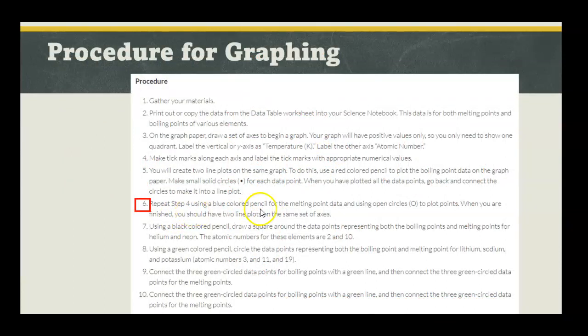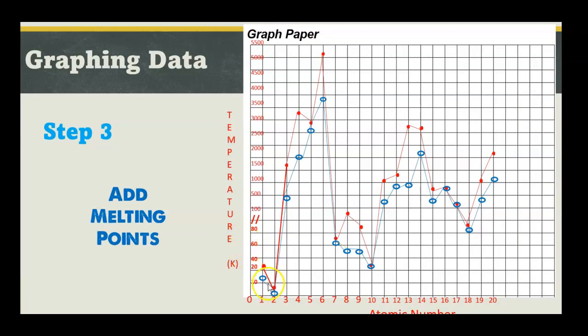So then it's asking you to do the same thing for the melting points. You're going to use a blue colored pencil here, and instead of a red dot, you're going to use a blue circle. So when you finished, you should have 2 plot lines. Same set of axes, but 2 plot lines. So we're going to take a look at what that will look like. Again, you can see the blue circles there.